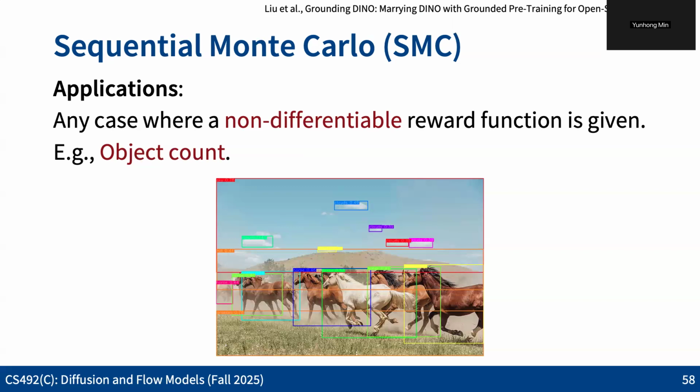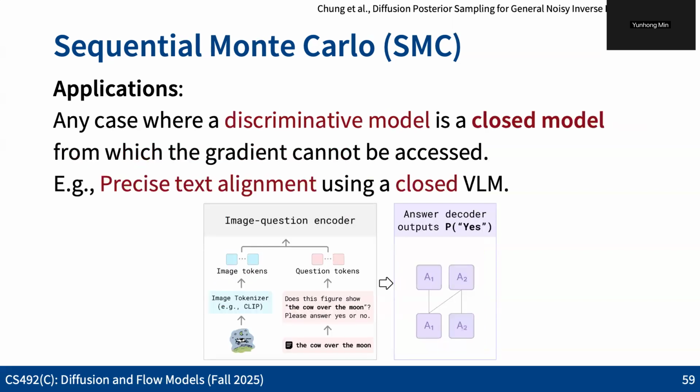And also for text alignment, we see that text alignment can be easily done with classifier-free guidance, right? But still, there are many cases where the text alignment is not very accurate with the pre-trained models. So we can further improve the alignment to the text with any vision language model, some kind of verifier model. So this also can be done, and also many other things.